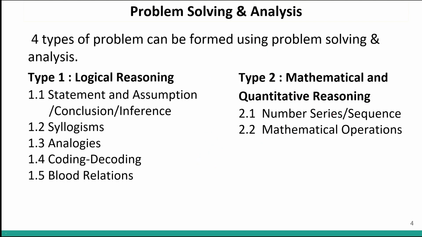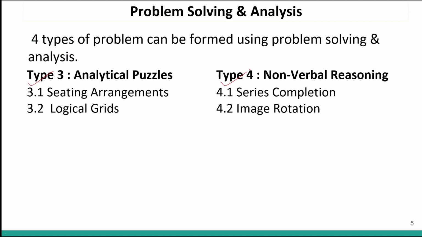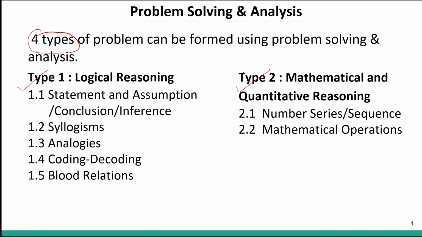Okay, in problem solving and analysis you can get four types of questions. There are type 1 logical reasoning, type 2 mathematical and quantitative reasoning, then we have type 3 analytical puzzles, and type 4 non-verbal reasoning. Each type has certain subcategories. For example, if you look at logical reasoning, logical reasoning has five subcategories. That is, first is statement, assumption, conclusion, inference, then syllogisms, then analogies, the fourth is coding decoding, and fifth is blood relations. Analogies and coding and decoding we have already done in detail, so this is just a quick recap for you.